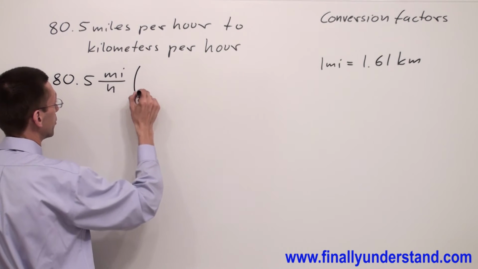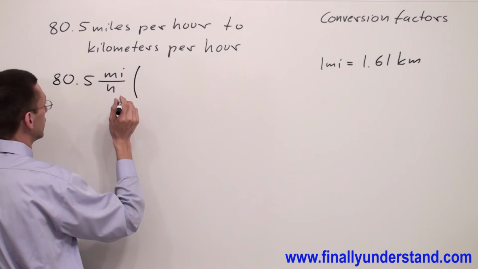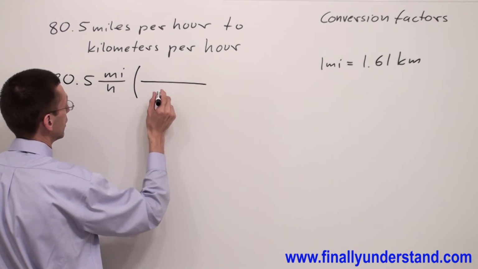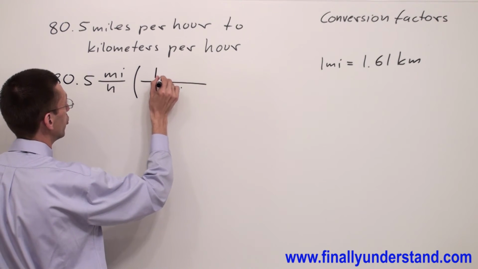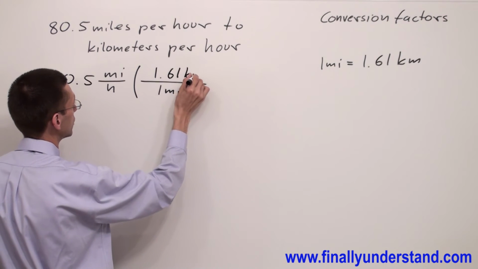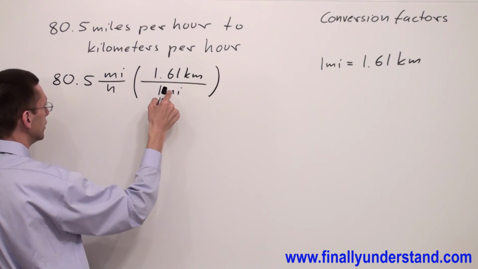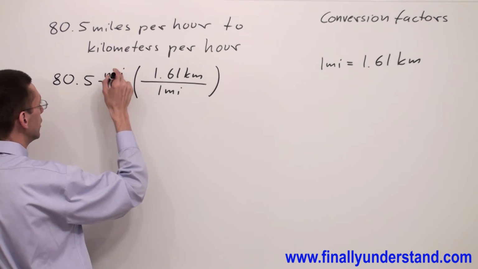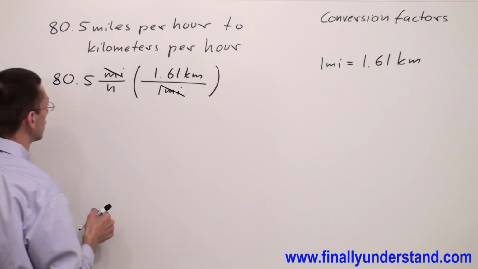That's why I'm going to multiply my original value by 1 mile in the denominator and 1.61 kilometers in the numerator. Why did I put miles in the denominator? Because I want to eliminate this mile. So take a look at what will happen. Mile and mile will cancel out.